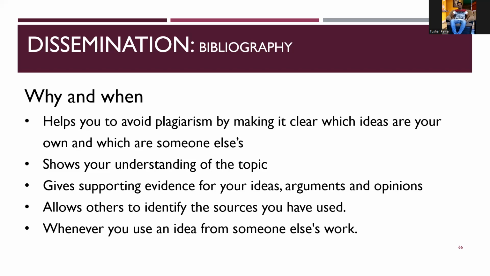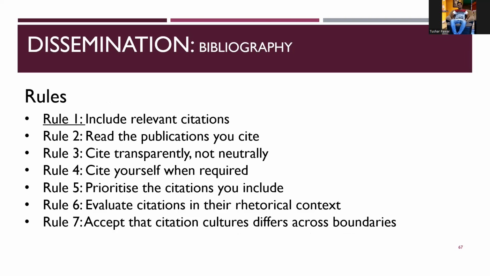When you have listed the bibliography, it shows which references are cited, from which year they were, and from which areas they were. So when reviewers look at that, they understand how in depth you have gone, how far back you have gone, and how recently you have looked. This bibliography supports the evidence of your arguments, ideas, opinions, and so on. It allows others to identify the sources you have used, and whenever you use an idea from someone else's work, a citation is required. So what are the rules here?